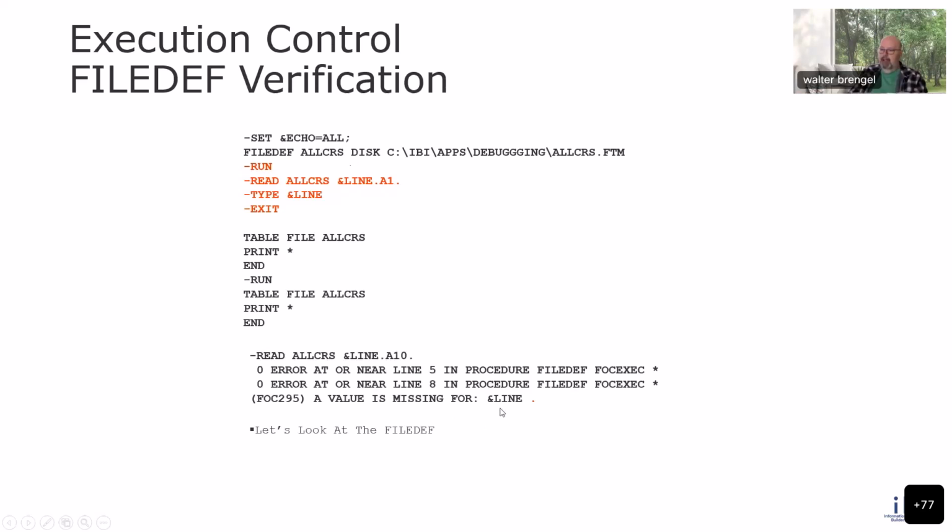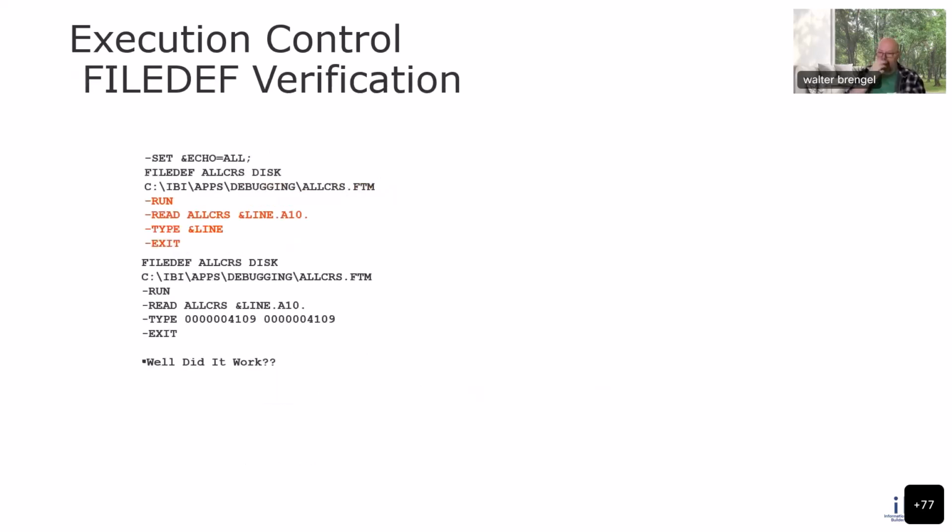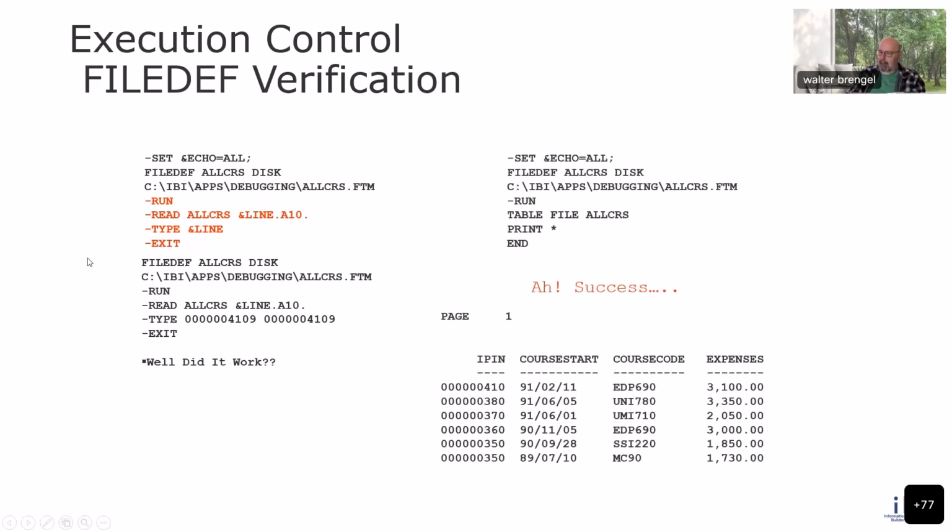Value is missing for &LINE. So no, it didn't find anything. There's physically no data according to this. So let's look at the FILEDEF. Oh, there's 3 G's in debugging. There should only be 2. Once you fix it, now I see my data and everybody's happy. Did it work? There we go.